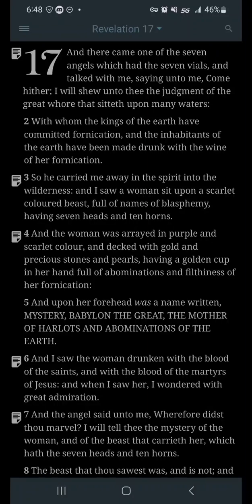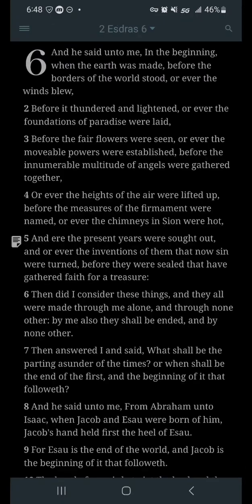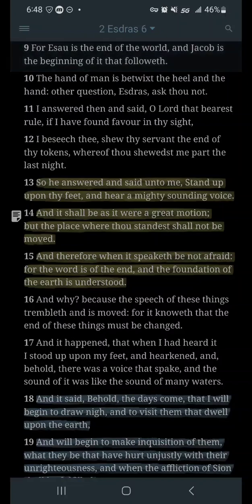Because 2nd Ezra 6 talks about how Esau is the end of the world, and Jacob is the beginning of it that followeth. Let me just get it real quick. 2nd Ezra 6 and 9. For Esau is the end of the world, and Jacob is the beginning of it that followeth, man. Right? And all we're seeing is biblical prophecy play out, man. And we're at the end of it, man. We're at the last few prophecies to be fulfilled before Yahushua reigns on earth forever and ever, man.